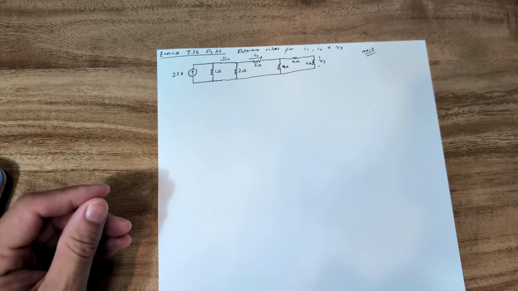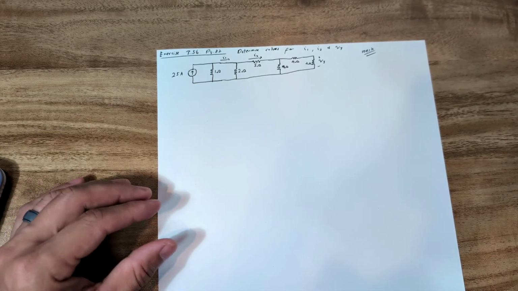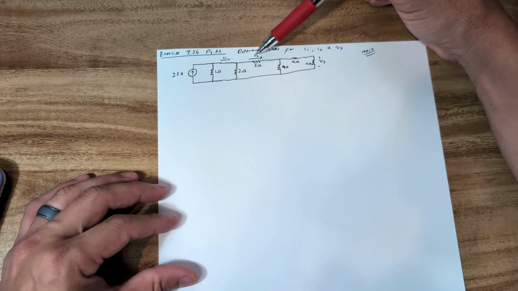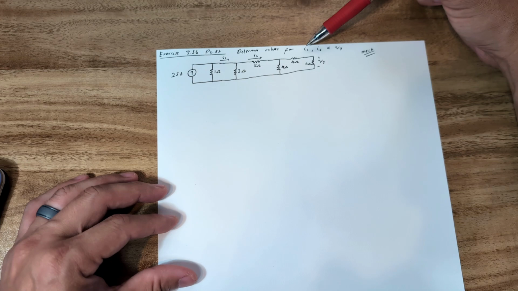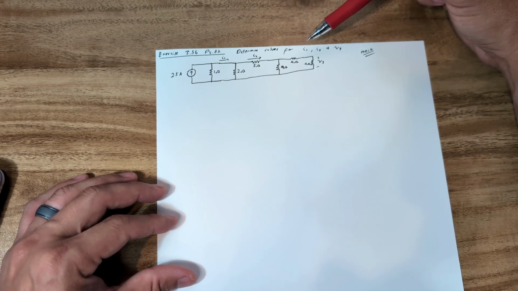So let's get started. We're going to try to find the values for I1 and I2 and V3. Those are the three values that the textbook wants us to find. But first, we're going to need to define the mesh currents.